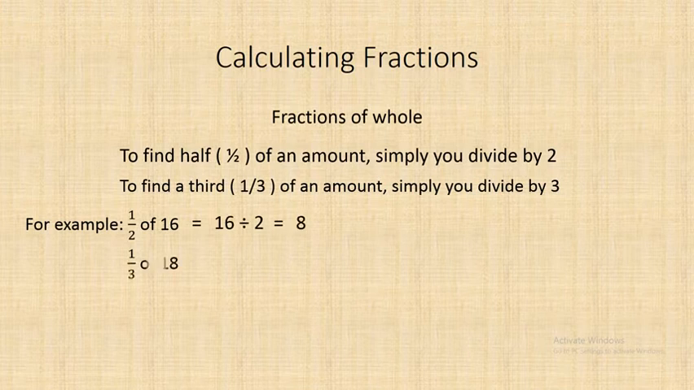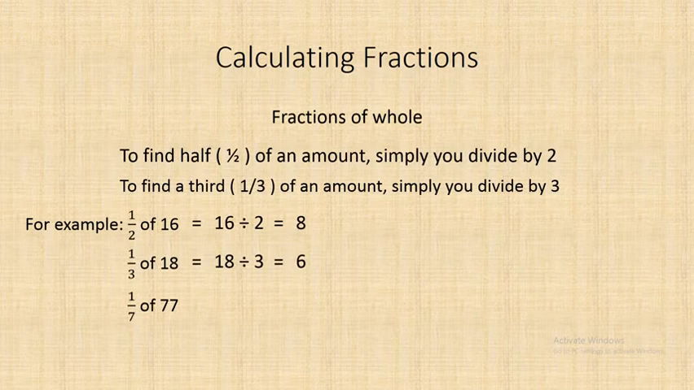Okay, so what about 1/3 of 18? The same thing. You do 18 divided by 3, which equals 6. So what will happen if I ask you something that is not a half and not a third? 1/7 of 77. You're doing the same thing here, thinking of it the same way. You're just dividing 77 by 7 to get the answer, which equals 11.